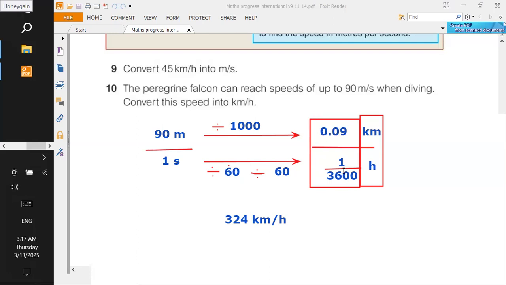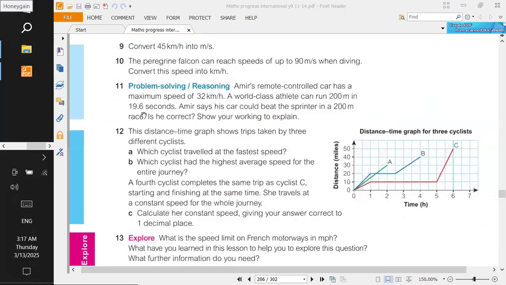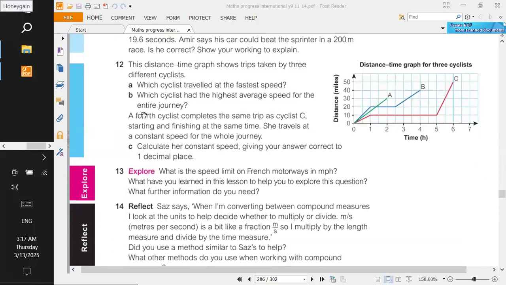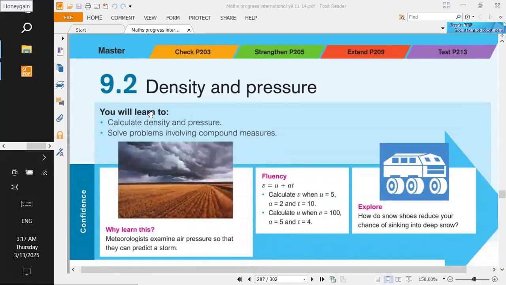Now I do the last calculation, which is this one, to find out that the speed is 324, and I write the unit of that speed, which is kilometers per hour. And this is how you answer a question like this. And this is the last question for this lesson. I hope you understood the idea. Now let's move on to the next lesson.